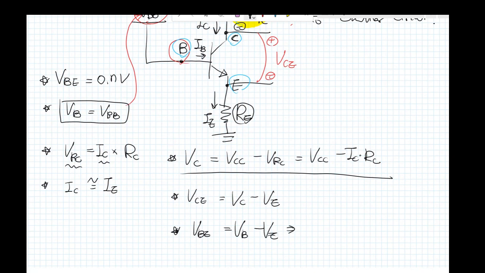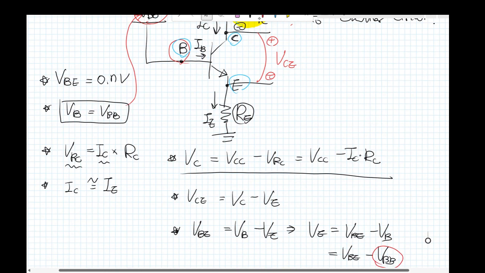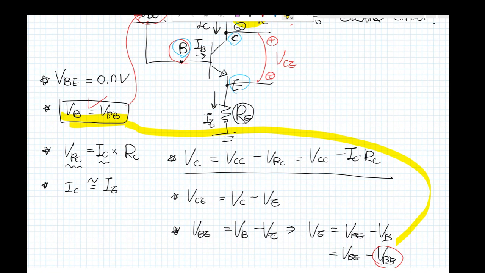That one, V sub E is equal to V sub BE minus V sub B. V sub BE minus V sub B is equal to V sub BB, right? So the V sub BB, oops, I'm sorry. Why? Because the V sub B is equal to the V sub BB right there.